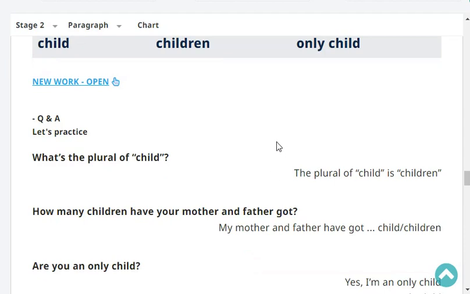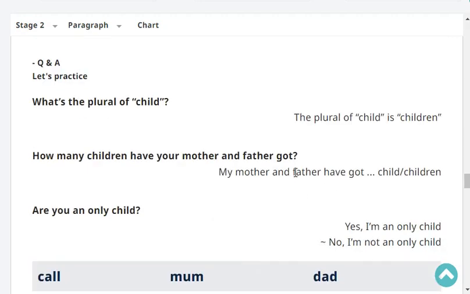Children, only child. What's the plural of child? The plural of child is children. How many children have your mother and father got? My mother and father have got two children. Are you an only child? Yes, I am an only child.